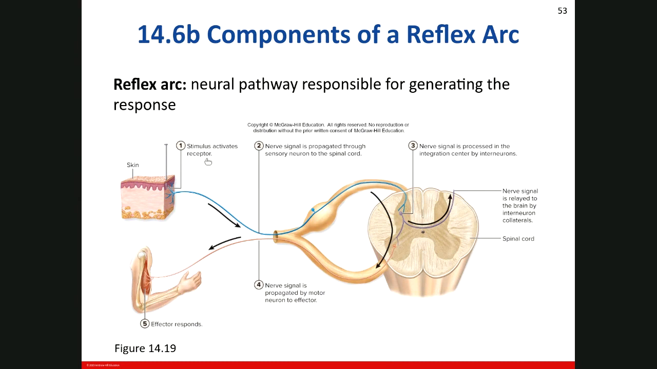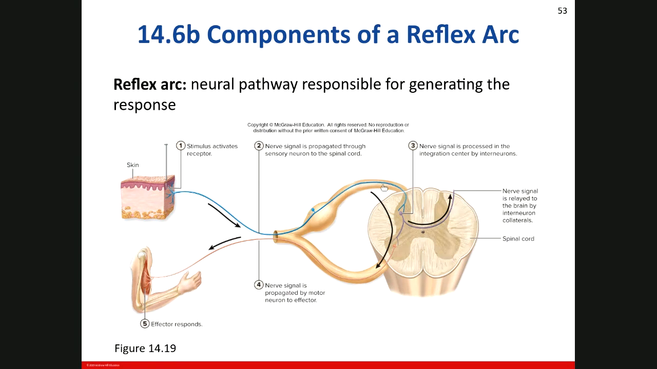Proprioceptors are sensory receptors which we have in our muscles and tendons, and I will show you in the next slides. So they can initiate a reflex as well. The next part of our reflex arc is this blue line. This blue line is called the sensory neuron. This sensory neuron can transmit the information to our central nervous system.